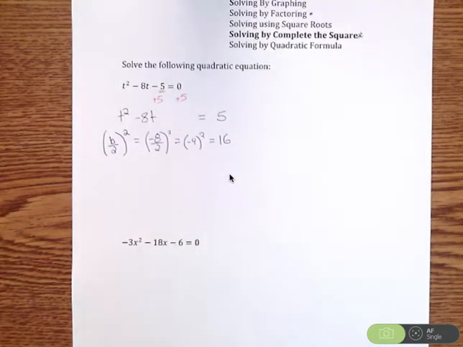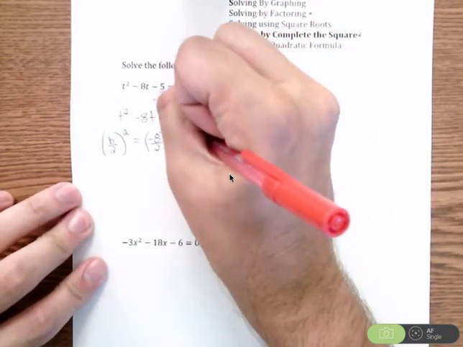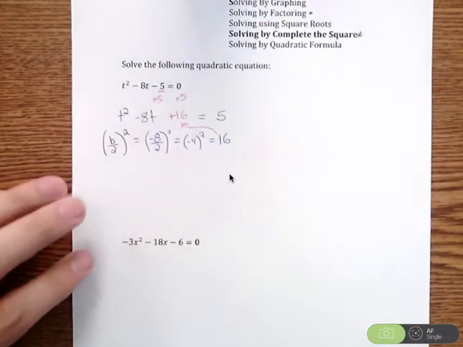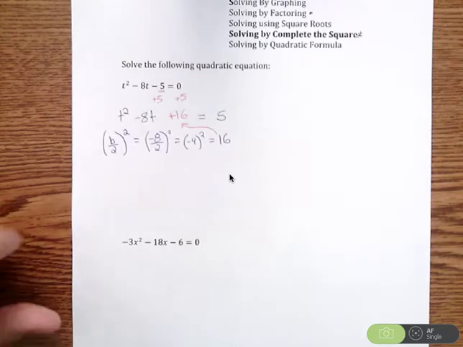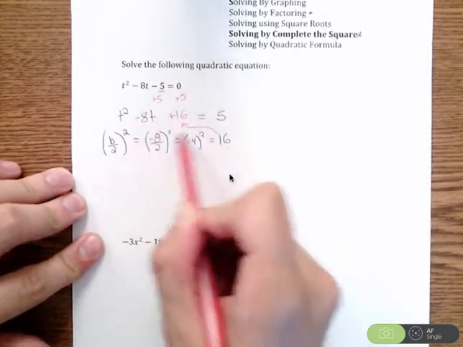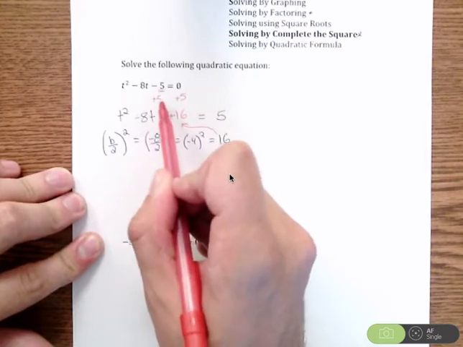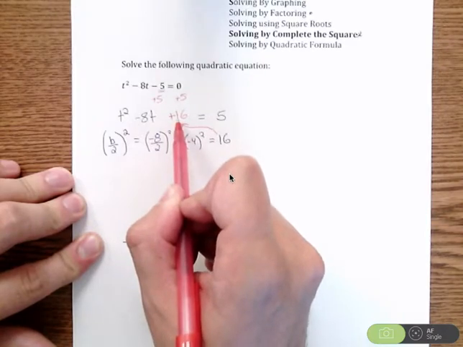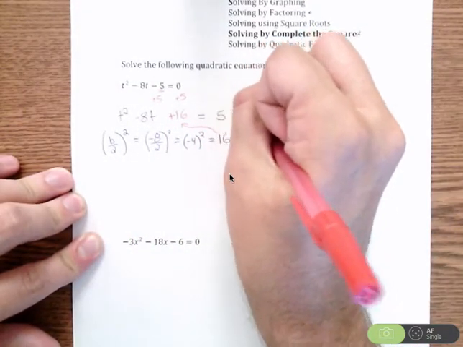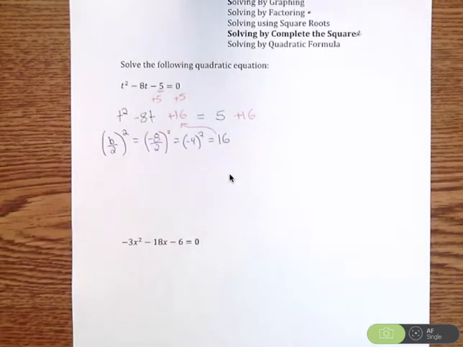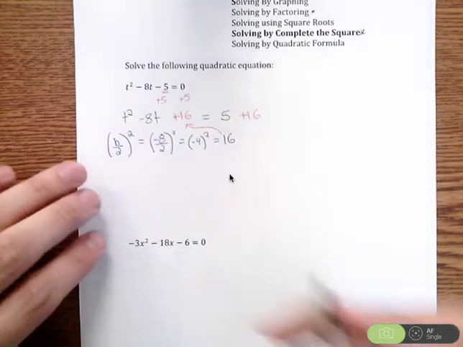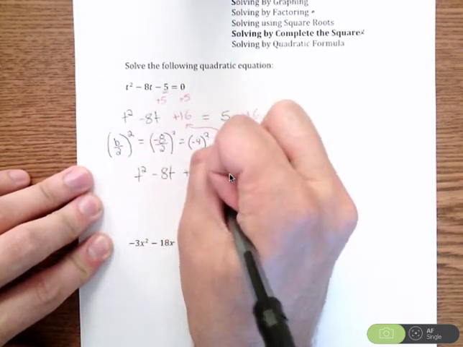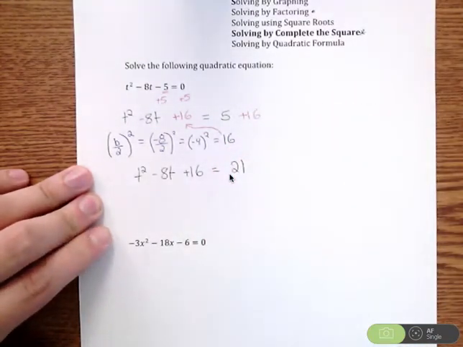What we're going to do with that 16 is plug it into that gap we just created. So I'm going to have a positive 16 here. The trick here, though, is I just added 16 to the left side of my equation. Earlier, when I added 5 to the left side, I had to do it to the other side. That same idea still holds true here. I have to add 16 on the left, and if I do that on the left, I also have to add 16 on the right. So my next line is going to look like t squared minus 8t plus 16 equals 21.